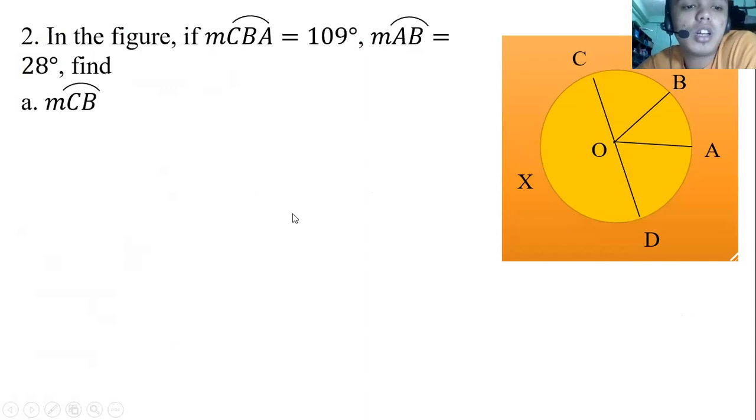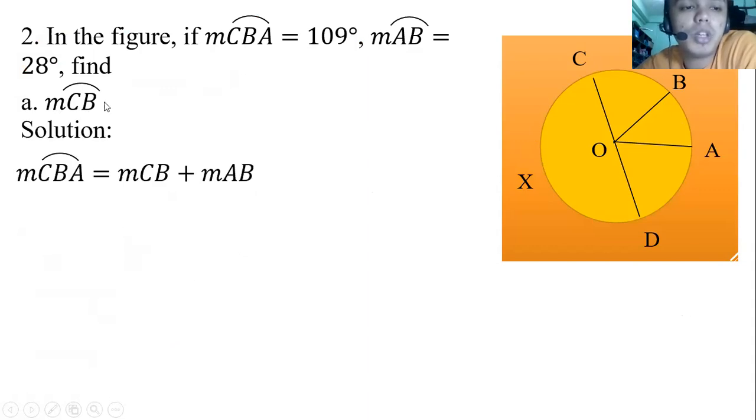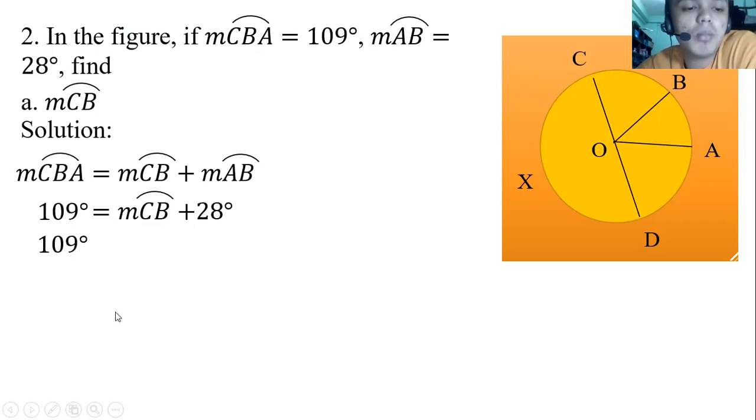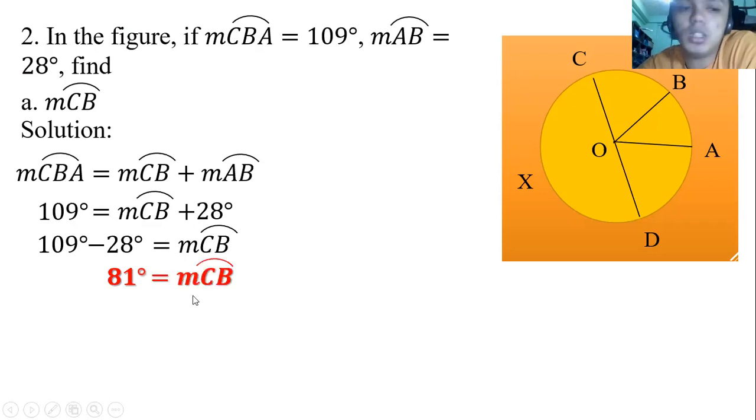Now, using the arc addition postulate, we are going to find the measure of arc CB. Substitute your CBA to 109 degrees. Your CB, unknown pa. And then your AB is equal to 28 degrees. Substitute your 28 degrees to the other side. Then we have 109 minus 28 degrees equal to measure of arc CB. So 109 minus 28, that would be equal to 81 degrees for your measure of arc CB. So yung measure of arc CB natin is 81 degrees. Okay?